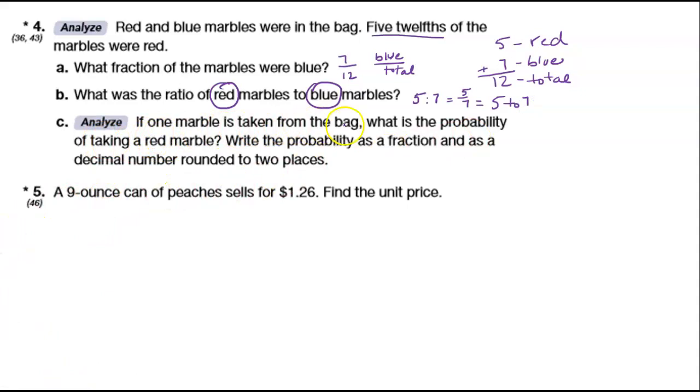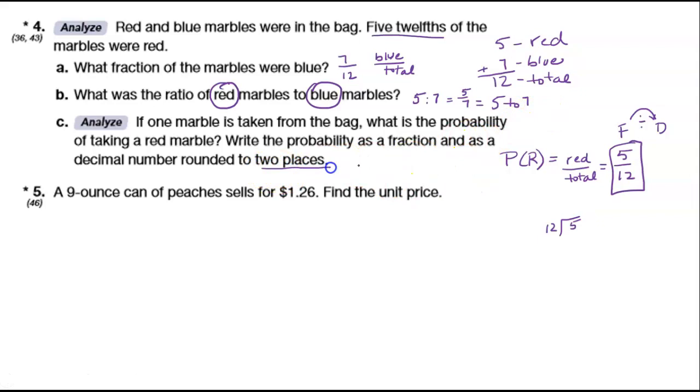Oh, wait, we have part C. If one marble is taken from the bag, what is the probability of taking a red marble? Write the probability as a fraction and as a decimal rounded to 2 places. So the probability of a red is the number of red marbles over the total. I have 5 red over 12 total. That's the probability as a fraction. To go from my fraction to a decimal, I'm going to divide 12 into 5, and I get a repeating decimal. That's why it just wants me to list 2 places. So when I do this division, I get 0.42, rounded to 2 places.